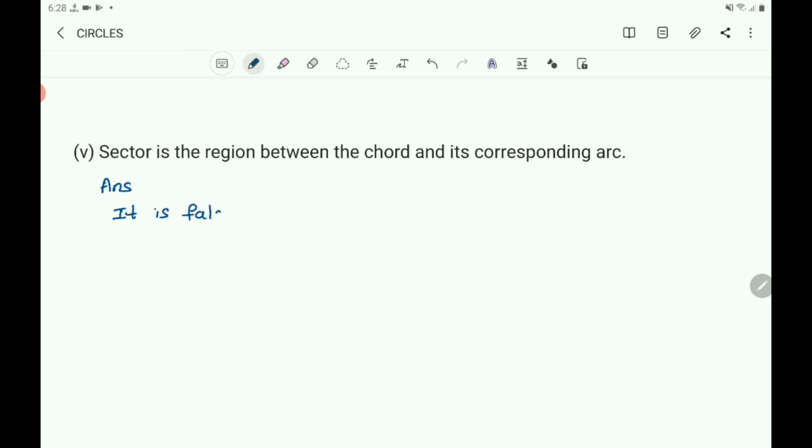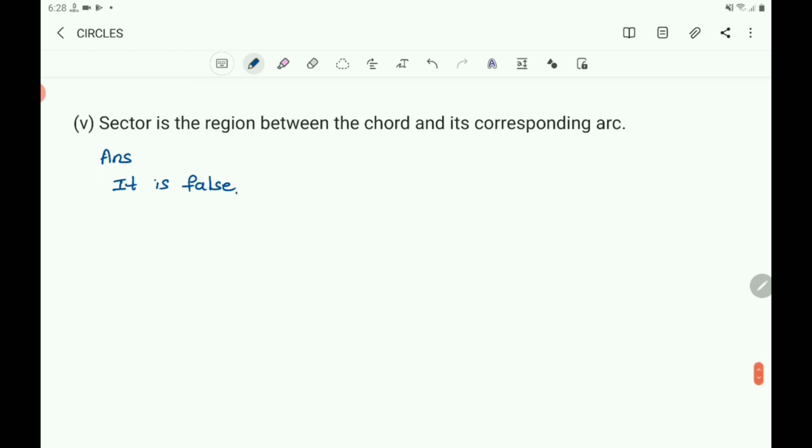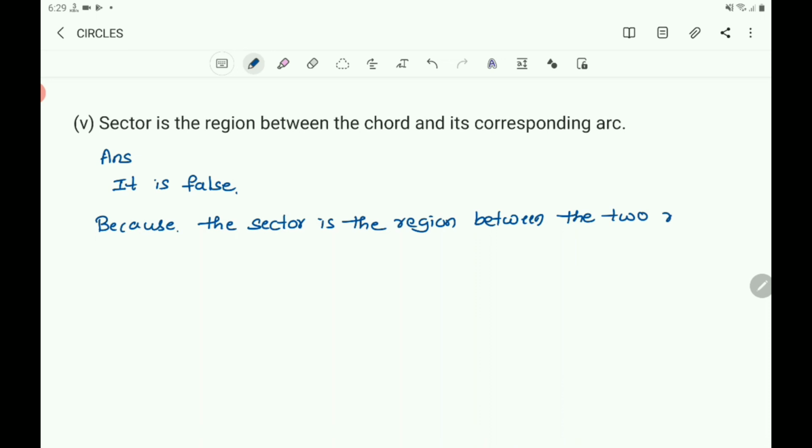It is false because the sector is the region between the two radii and the corresponding arc. So here this statement is false.